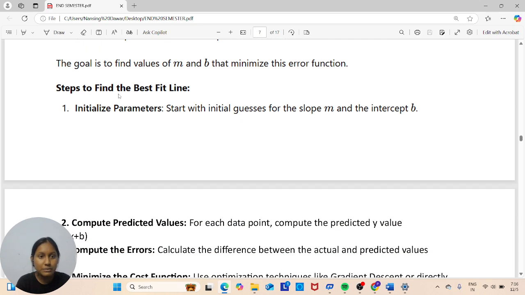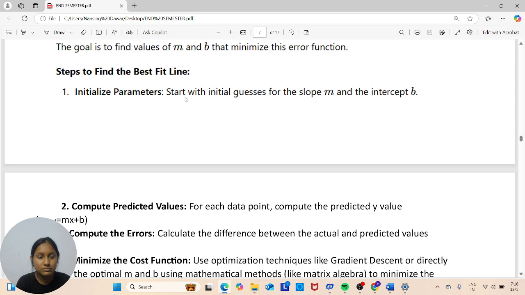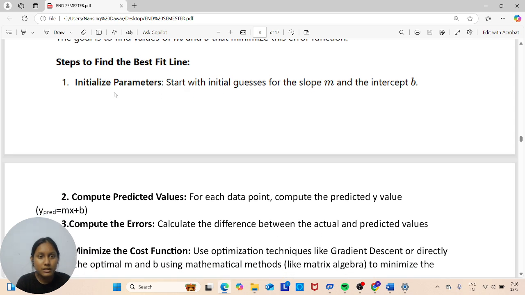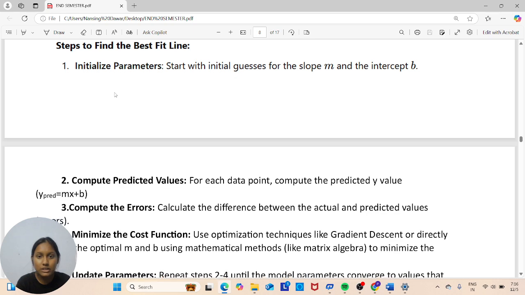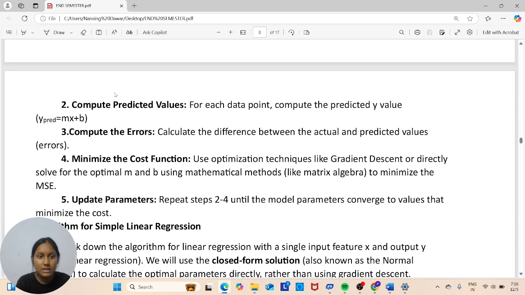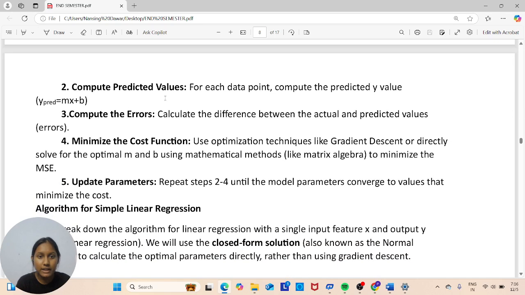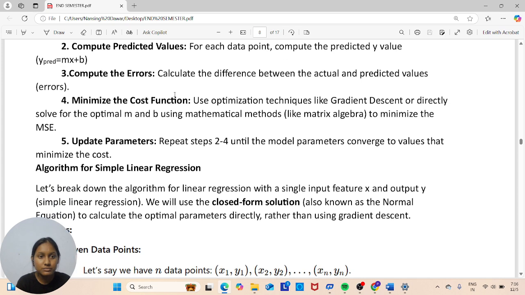Now we will see steps to find the best fit line. First step is initialize parameters. Start with initial guesses for the slope m and the intercept b. Second step is compute predicted values for each data point. Compute the predicted y value.